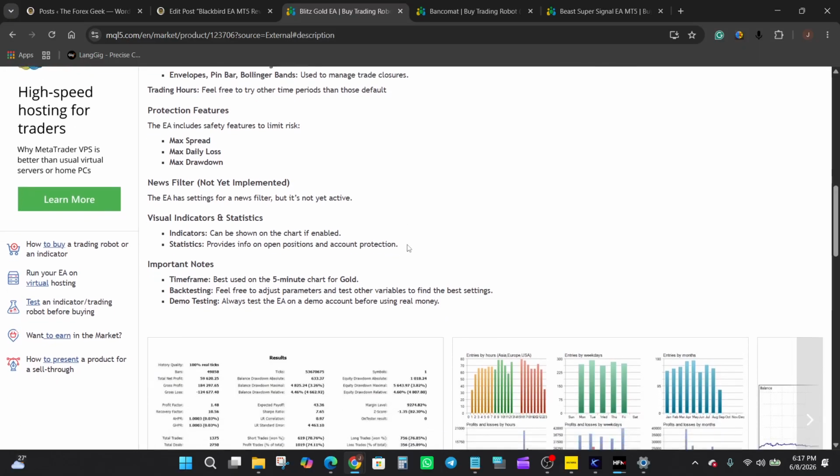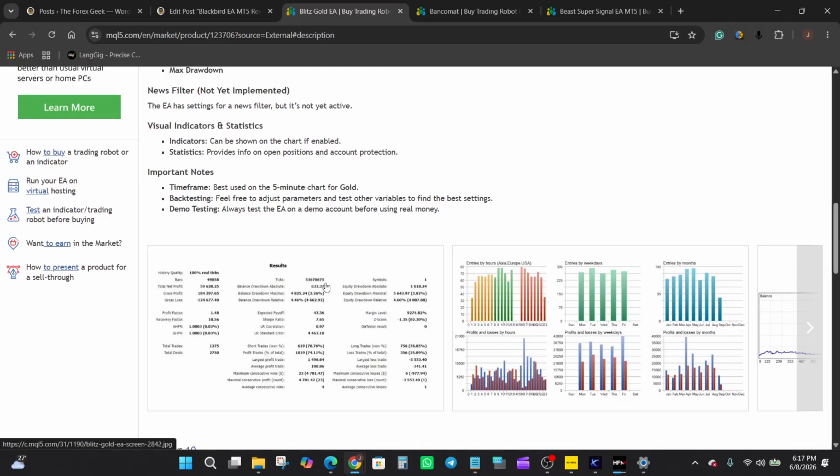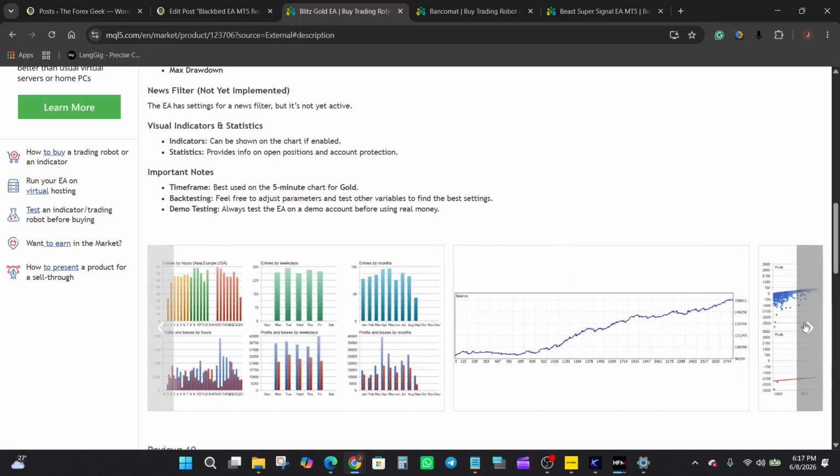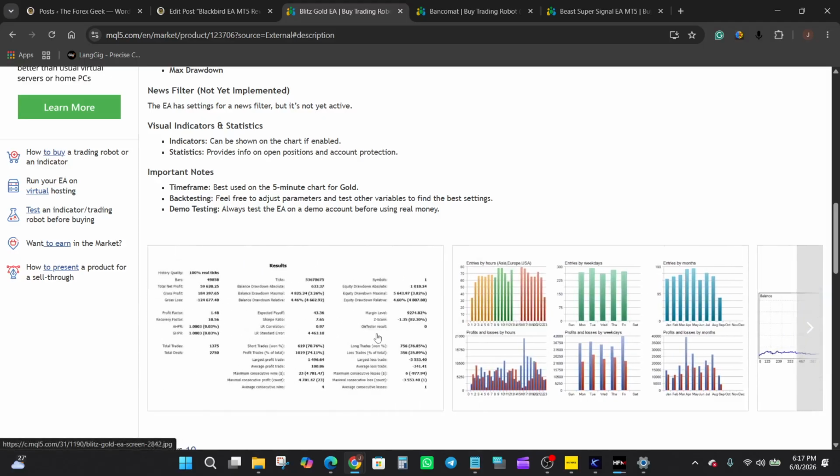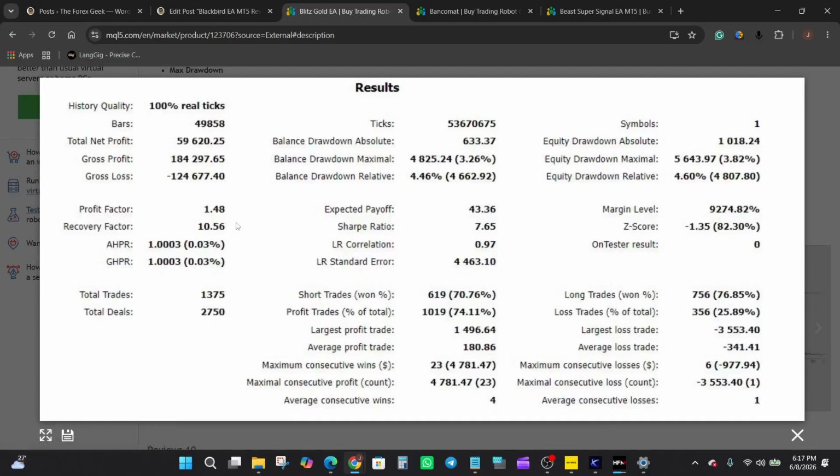Moving over to the backtesting section, the screenshots provided were generated using the MT5. This actually looks like the MT5 backtest results based on the images that I'm seeing here. But anyway, since it was not specified, let's just go to see the results that we have here. So we have a total net profit of $59,620.25. The total trades taken were 1,375. Short trades were 619 with 70.76% win rate. Long trades were 756 with 76.85% win rate.